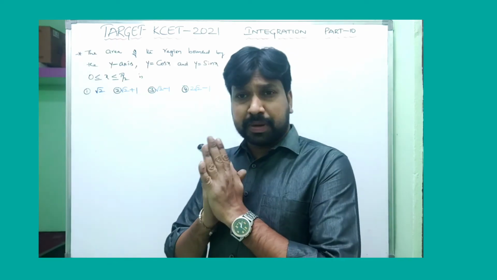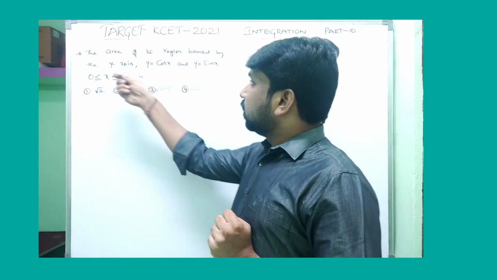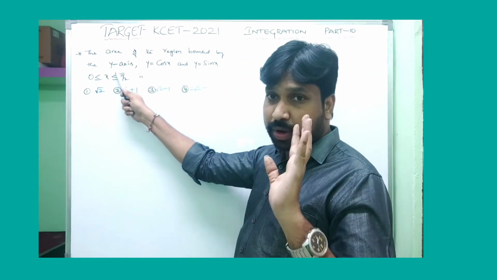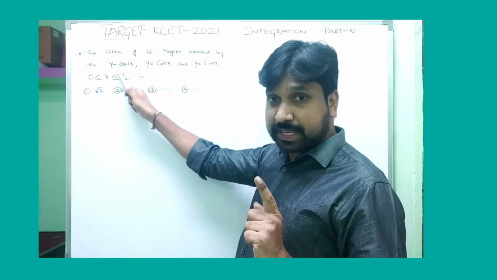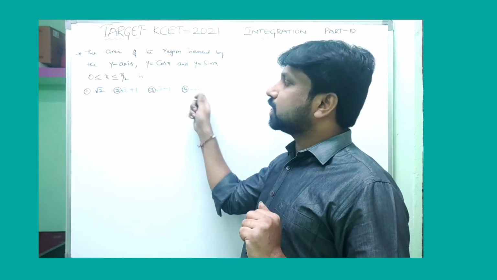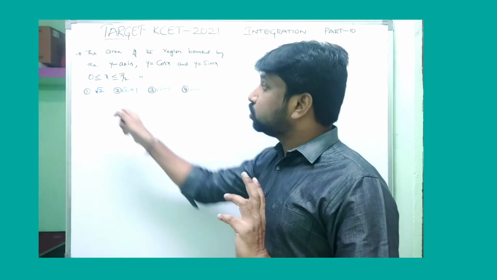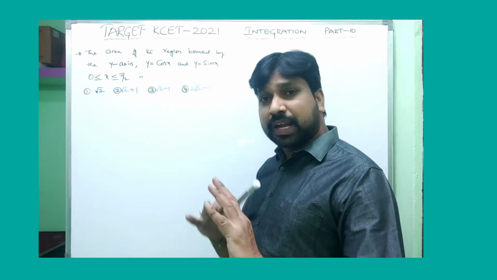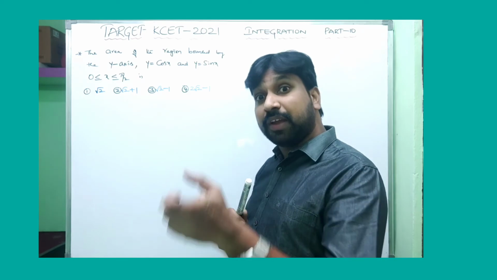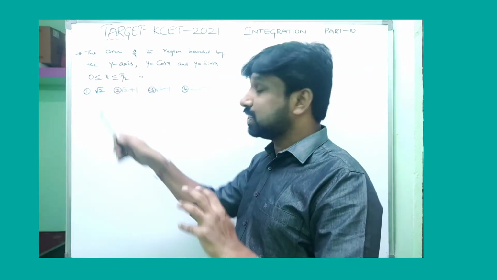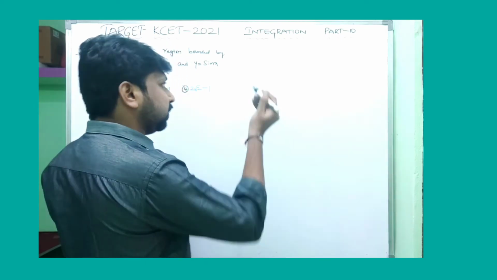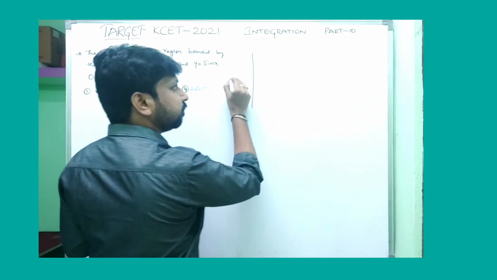A similar model question, but mixed with two curves. The area of the region bounded by the y-axis, a very important point, y-axis is given instead of x-axis, y is equal to cos x and y is equal to sin x. In between 0 and pi by 2 they are asking. Sin x, cos x mixed curve, with respect to the y-axis area they are asking. Now you need to draw the sin x, cos x curves in a single graph.